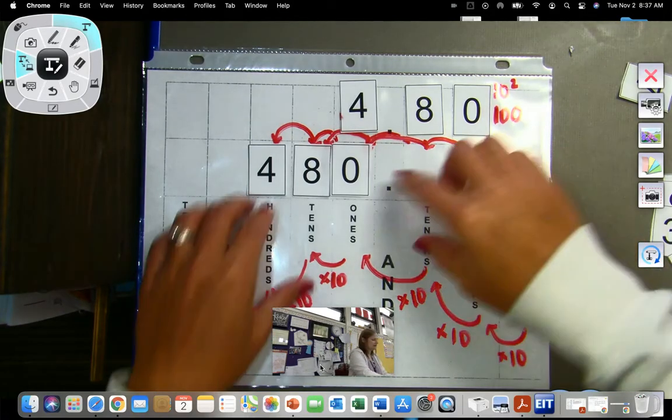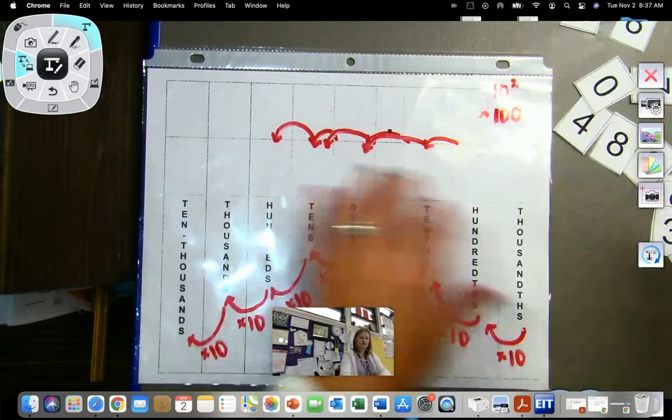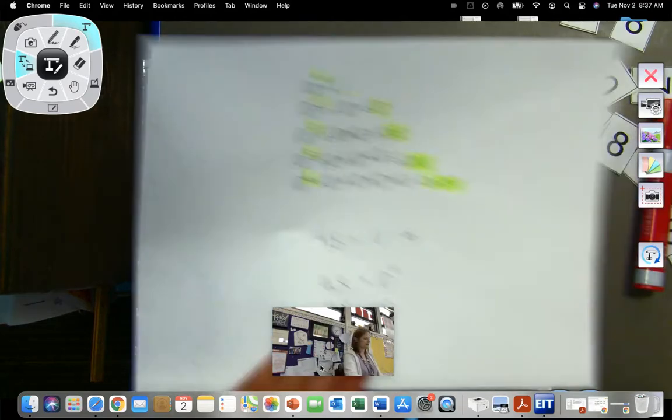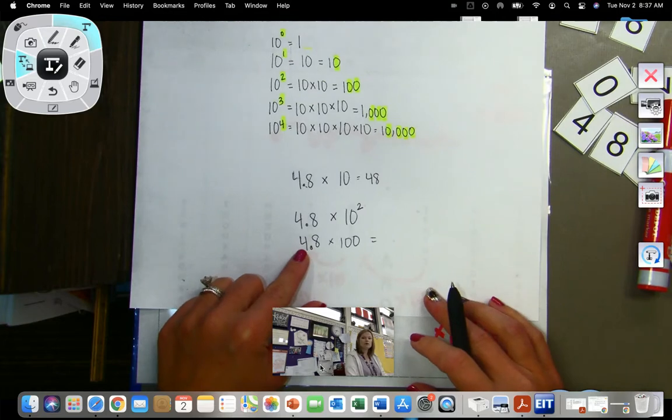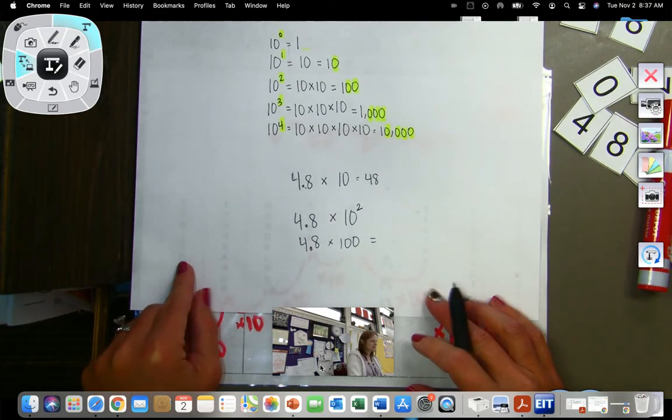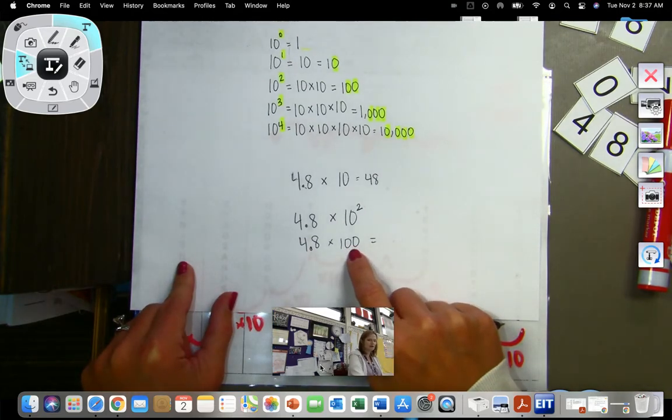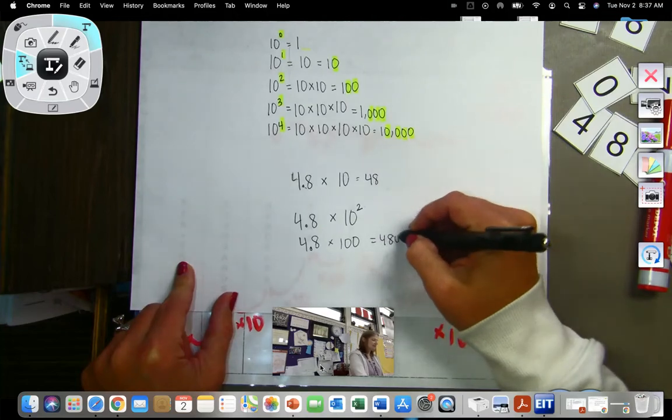All right, let me go ahead and erase that. And then I'll bring up my equation right here. So really, when we have 4.8, we're moving the 4 over 2 place value positions because we're multiplying by 100, right? So the answer was 480.